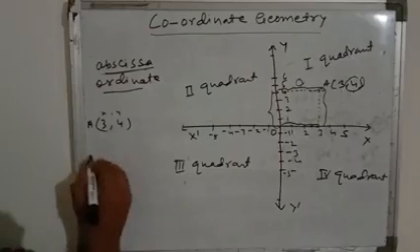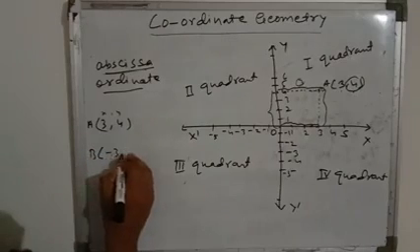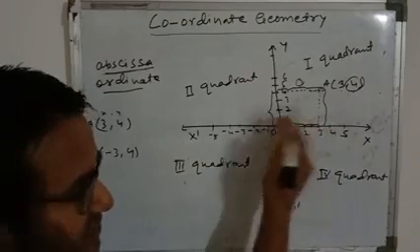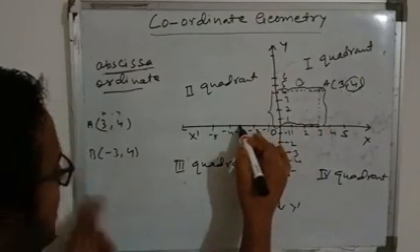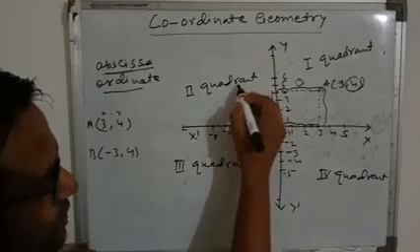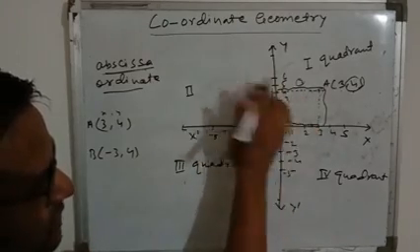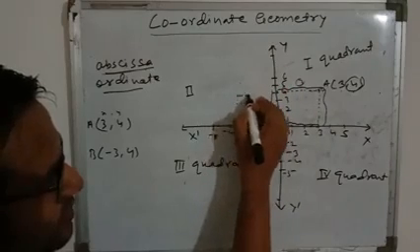Suppose this point B is -3, plus 4. Then -3 means not in that direction, in this direction: 1, 2, 3, -3, and plus 4 means upward: 1, 2, 3, 4. It will come almost here. 4 means it will come here. See.